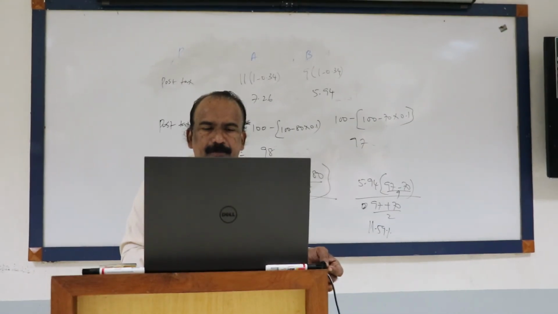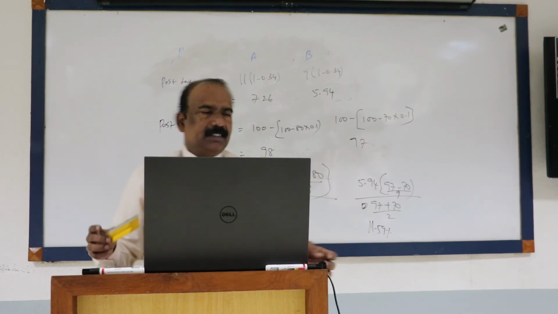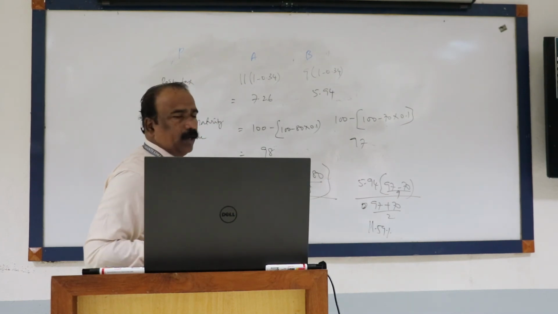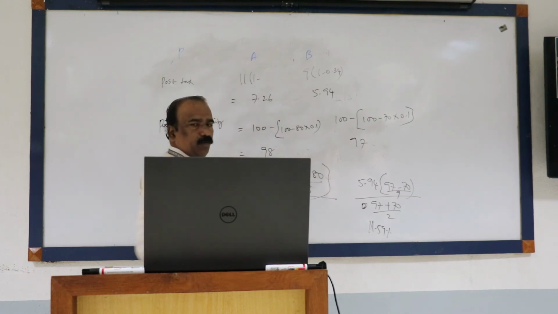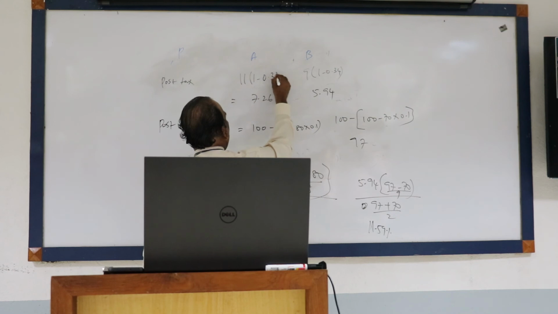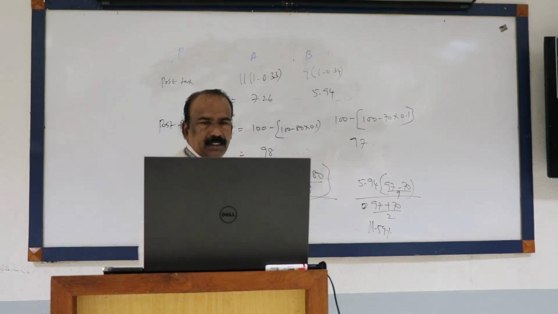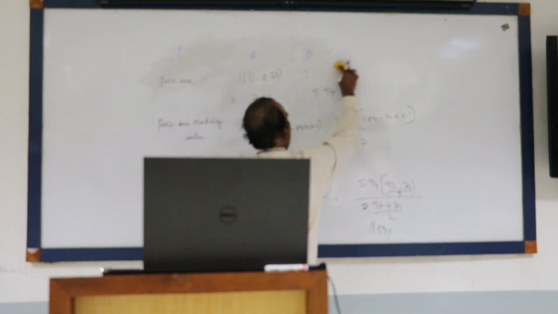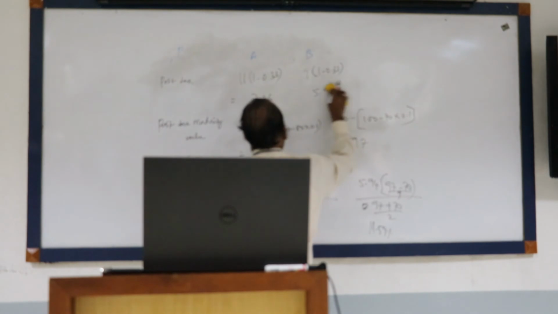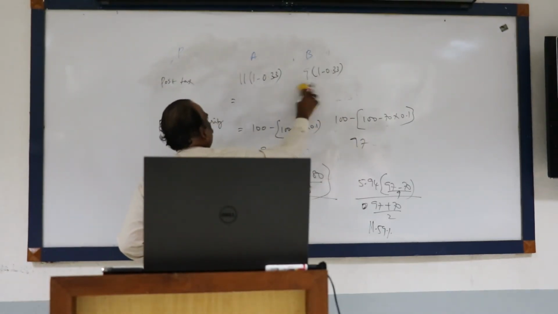Case number 10. What is given here? 33% is the tax rate. There is 12%, so 12 into 1 minus 0.33. The second one is 8%, 8 into 1 minus 0.33. So how much comes?